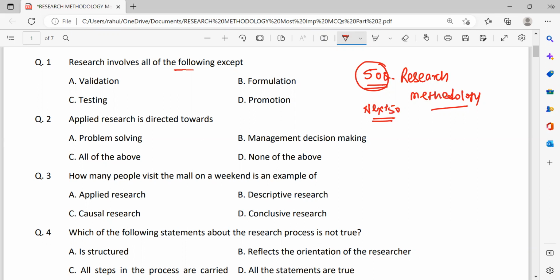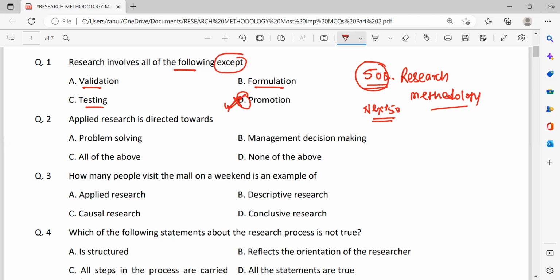The research involves all of the following except. So basically, research involves validation as well as formulation and also testing. But research does not involve promotion, right? So option D is the correct answer because we have been asked except.